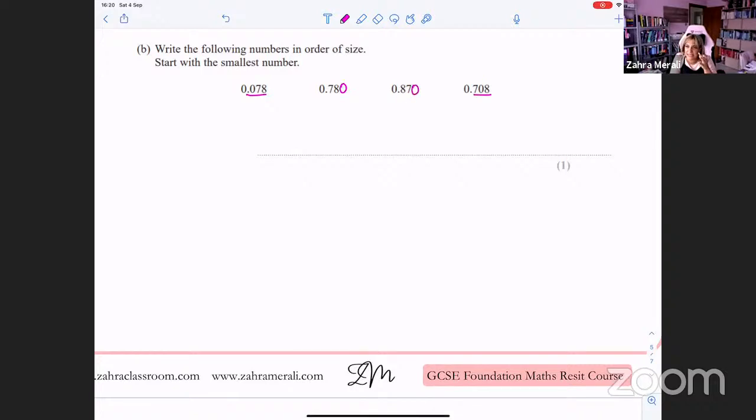And then it becomes easy because what you're comparing is 78, 780, 870, and 708. So if you look at that, which one's the smallest? Very clear. The first one is. The next one, which is smallest, would be 0.708 because 708, then 0.78, and then 0.87 is the biggest. So when you've got decimals and you're wanting to compare them, make it the same amount of digits after the decimal place. And anywhere you've got a gap, you can add a 0.